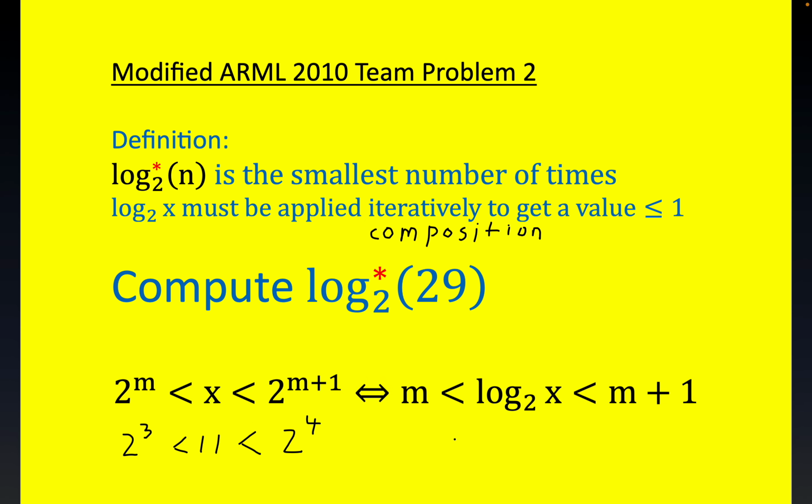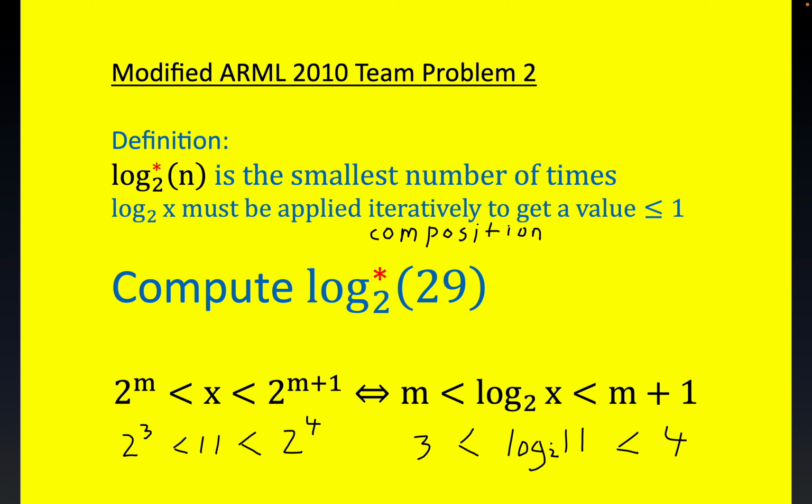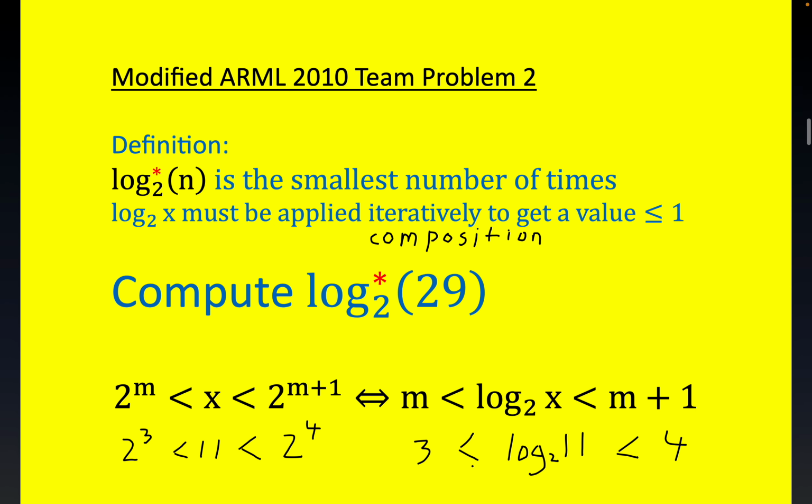Now again, that can be rewritten as 3 is less than log base 2 of 11, which is less than 4. A lot of this you could just estimate, especially with small bases like this. Again, a logarithm is an exponent. You see over here, 3 and 4 function as exponents. A logarithm returns an exponent. So this is going to get used repeatedly to get the job done.